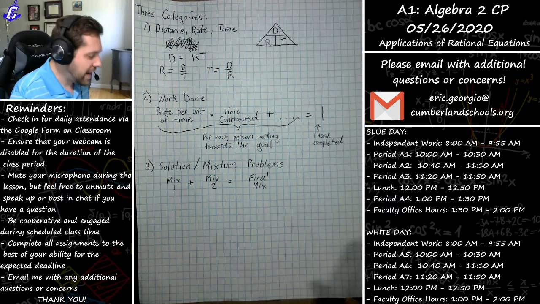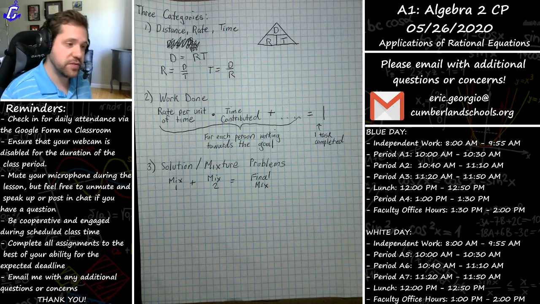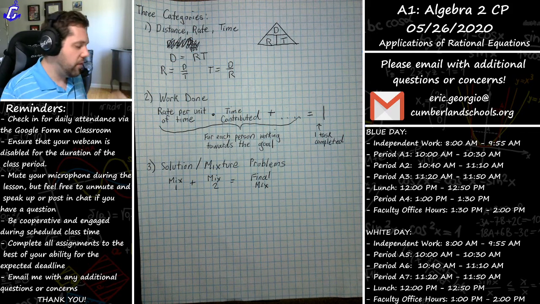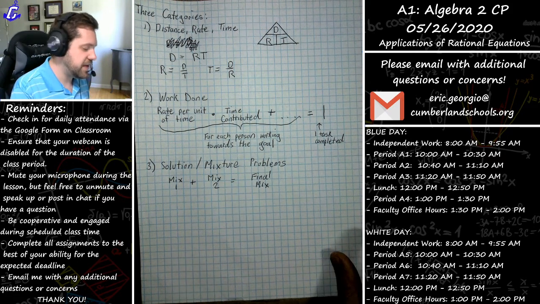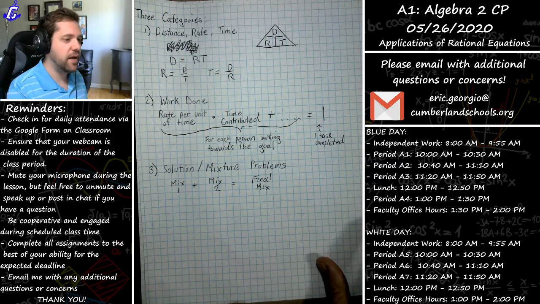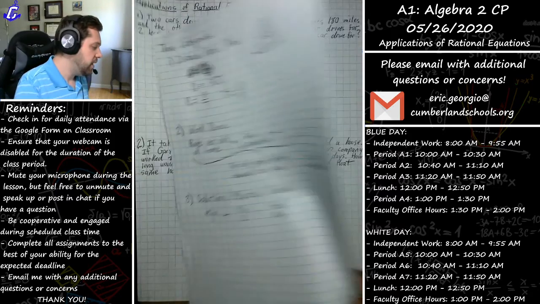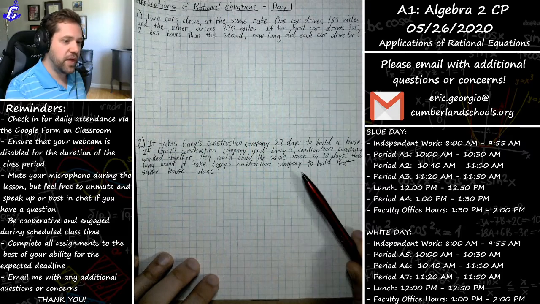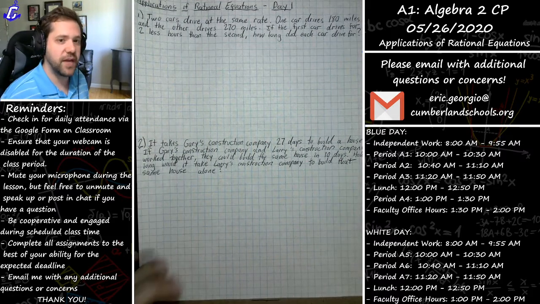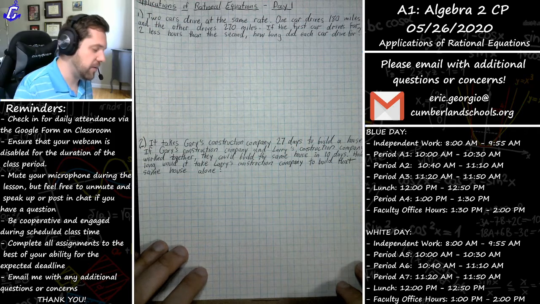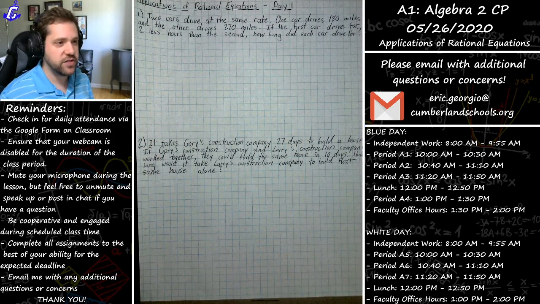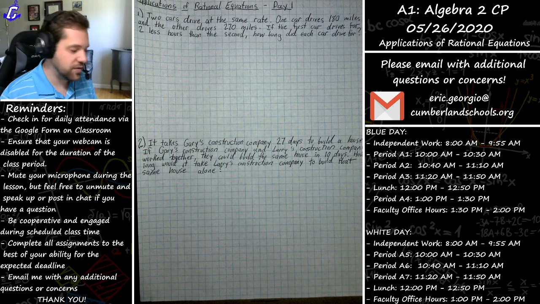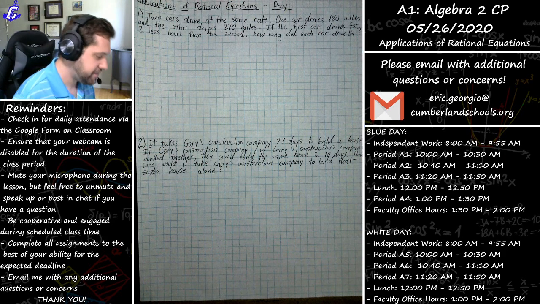All right. Looking at it from an overview perspective, it can seem a little confusing and vague, but when we delve into some specific examples, I think it will make a lot more sense. All right, so let's do that right now. Our 3 categories in order, we have distance, rate, and time, we have work done, and then on the back of this page, we have a solution and mixture problem. Again, in case you're struggling to read the words on this paper, I did post the typed copy on Google Classroom, so you can follow along with that.